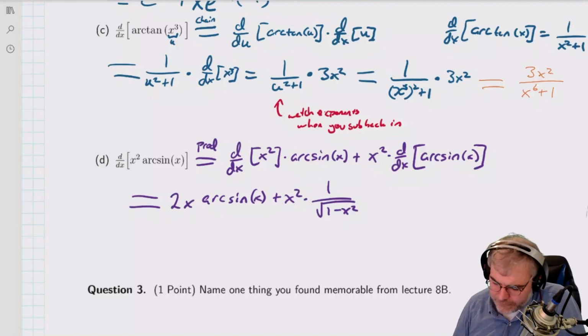Arcsine is a weird word, isn't it? You don't really see a C and an S like that together. Usually it's a K and an S, right? Like a bricks. Arcsine.